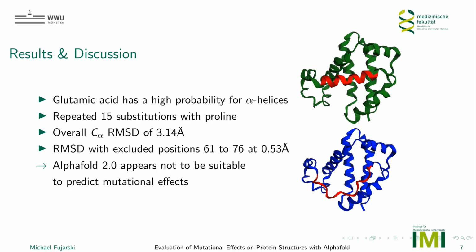But excluding those amino acids and only considering the rest of the molecule in blue and green, it still had an RMSD of 0.53 angstrom. So AlphaFold does not appear to be suitable to predict any mutational effects on global structures.